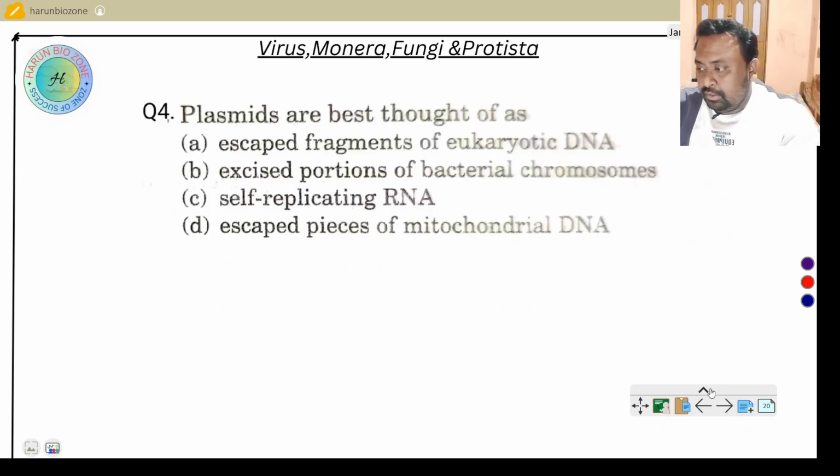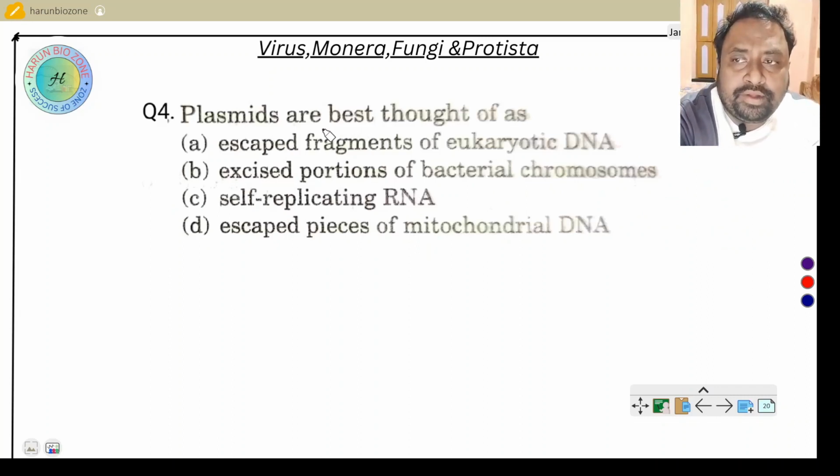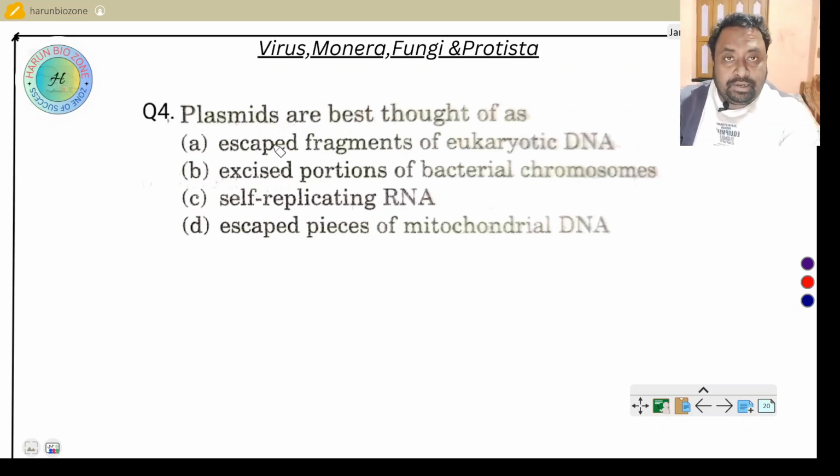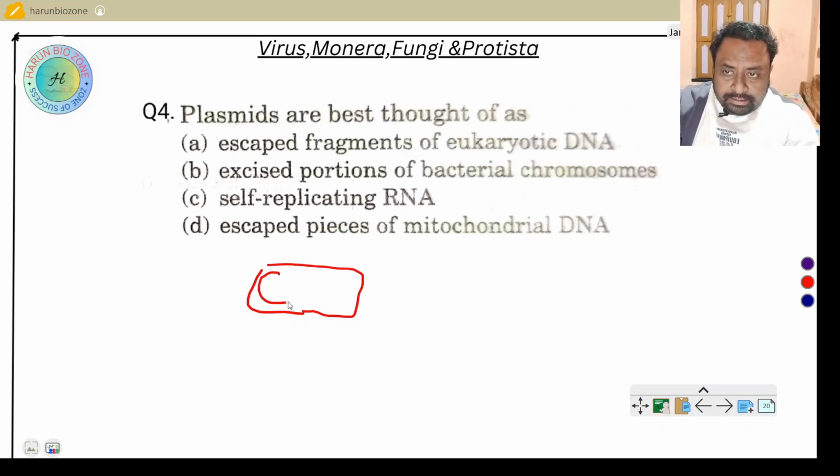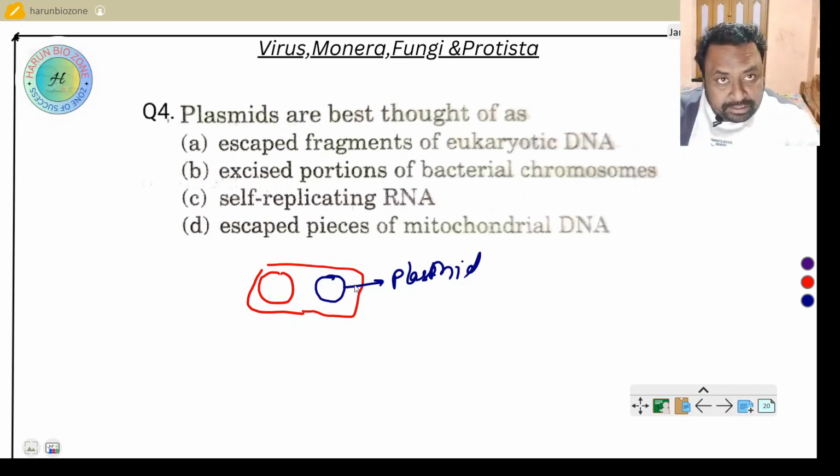Next question. Plasmids are best thought of as what? What is a plasmid? In a bacterium, the normal DNA is present, and some extra chromosomal DNA is also present. This is called a plasmid. Plasmids are extra chromosomal, physically separate from normal bacterial DNA. Clear? They self-replicate and contain very few genes.